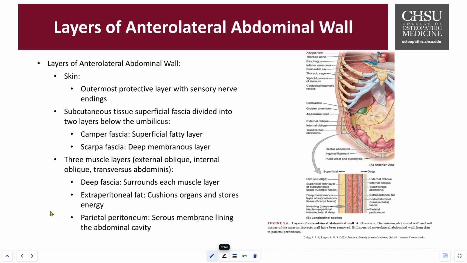Clinical application includes fluid accumulation, ascites. This can occur between the Scarpa fascia and the deep fascia, leading to issues and potential surgical concerns. So on the right, you can see the layering, from superficial on the left to deep on the right, showing you the layering of the muscles.